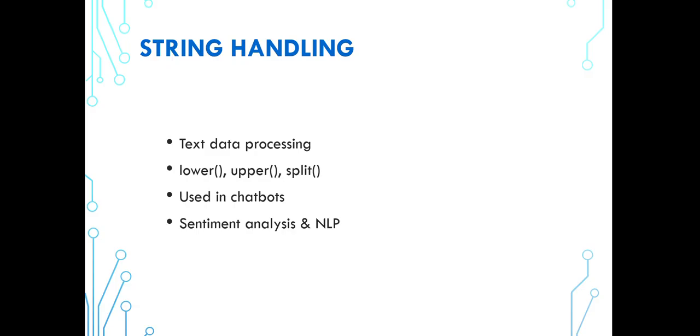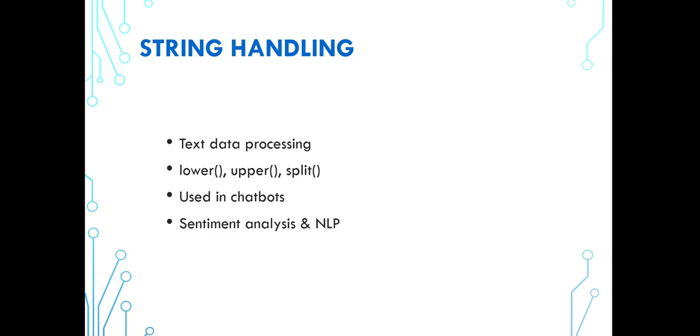Now, let us see why string handling is important. Because in real life, most of the data will be in the form of text. It might be WhatsApp messages, emails, reviews on Amazon. For example, you can take comments on YouTube. Everything is text data. So when you have to perform any AI or data analysis, most of it will be in the form of text, right? So string handling is very important for such things. AI works a lot with data in the form of text.